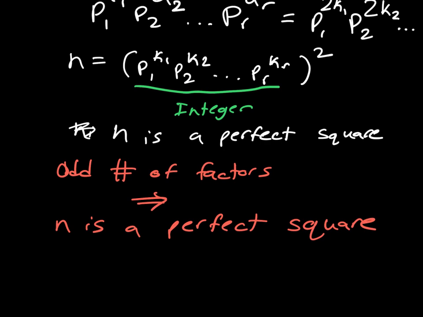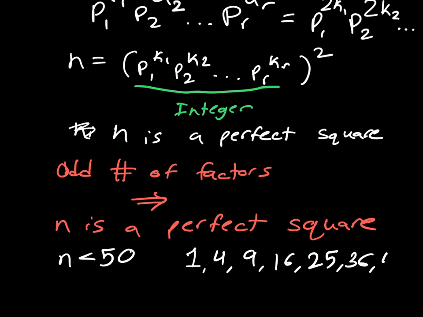So since we know that we're looking for perfect squares and n is less than 50, we just count up all the perfect squares less than 50. So that's 1, 4, 9, 16, 25, 36, and 49. And that's 7. So our answer is 7.